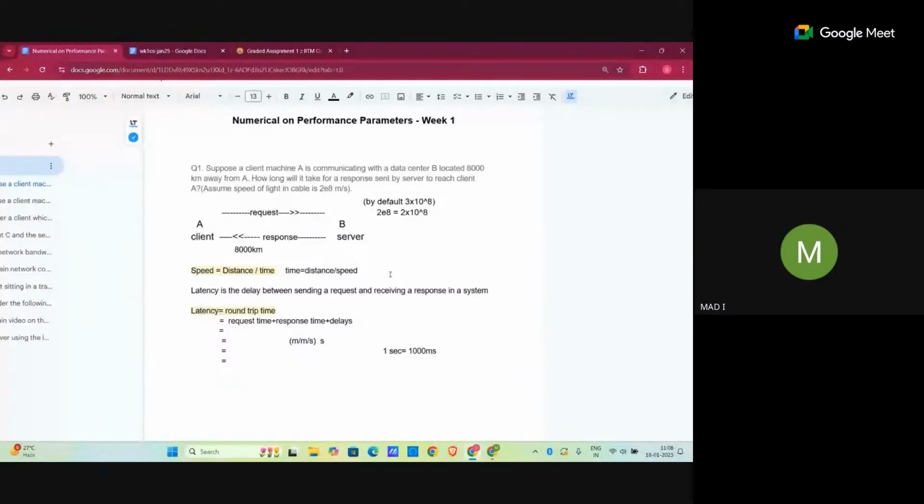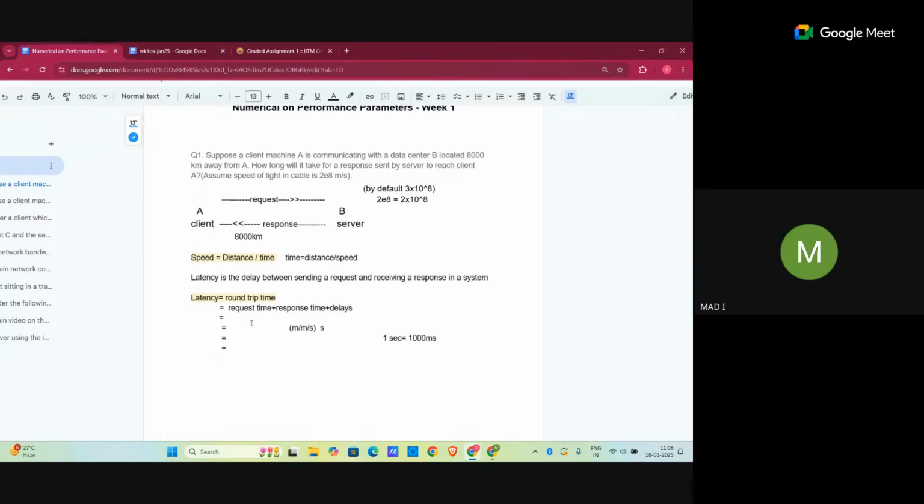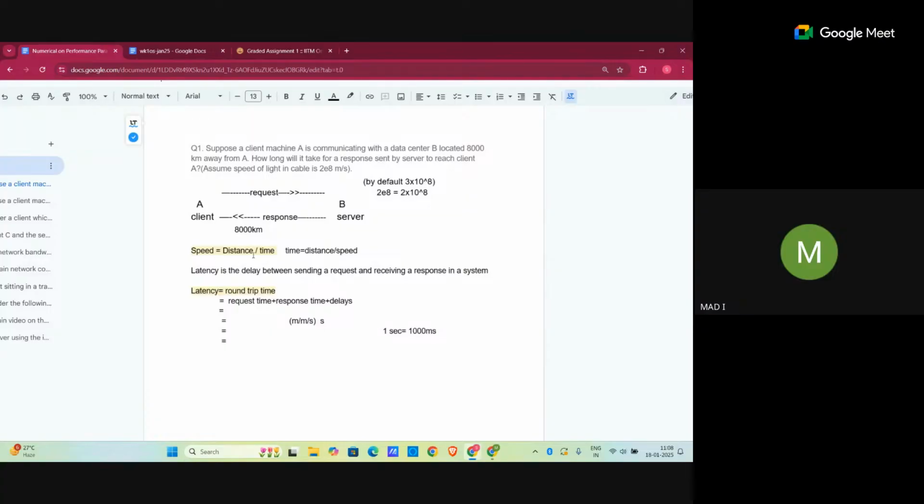Now we have a client and a server. The client sends a request to the server, and the server sends a response to the client. So basically this is one request response cycle, which we call round trip time. First the client sends a request to the server, then the client has to wait for the response to come from the server. This is one round trip, so we call it round trip time, and we also call it latency.